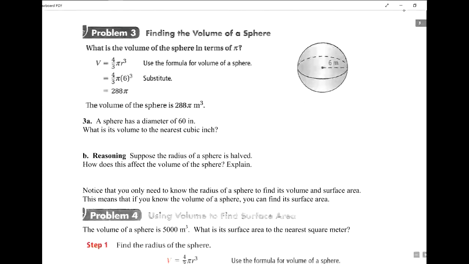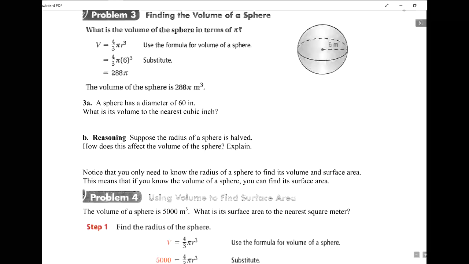So let's look at our example here. We want to know the volume of the sphere in terms of pi. Well, what do we know? We know the radius is 6 meters. We write our formula, 4/3 pi r cubed. We substitute in the radius. Make sure you cube that 6 on your calculator. 6 cubed looks like 6, up hat, 3. This will give us 288 pi meters cubed. We could throw that into our calculator if we want a decimal. Go ahead and do the next example. Pause the video and do the problem.